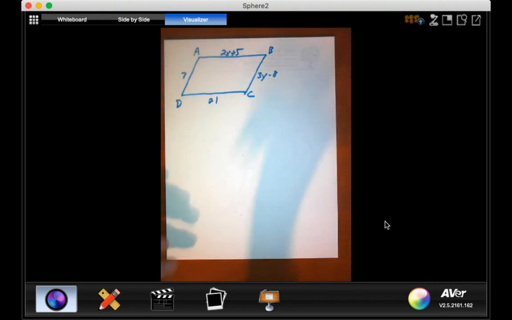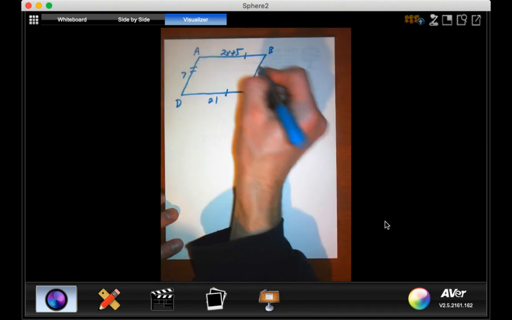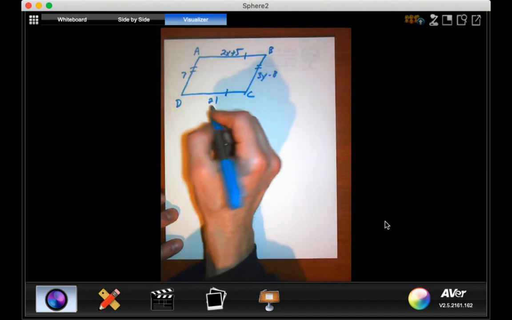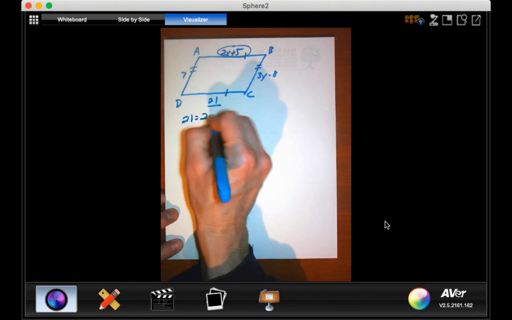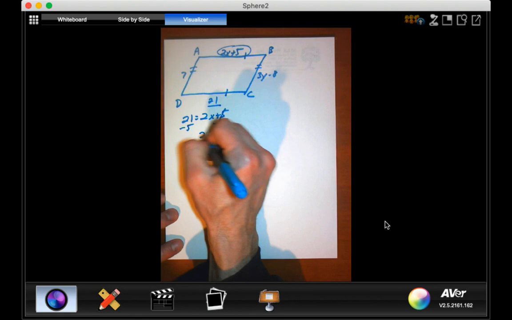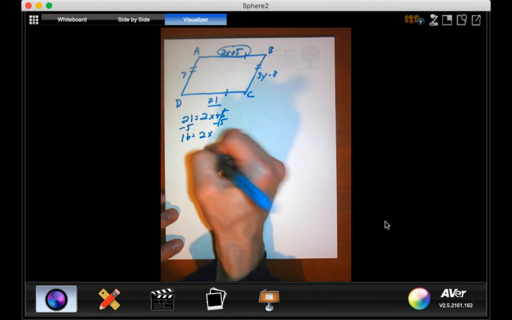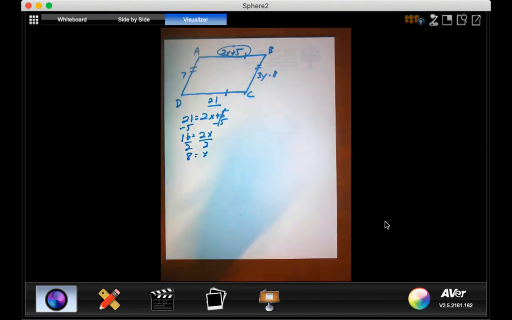From the last problem, these two will be equal because they're opposite sides, and these two will be equal because they're opposite sides. So I can write an equation: 21 and 2x plus 5 will be equal. Subtracting 5, 2x equals 16. Divide by 2, x equals 8. Now, I know I go fast in my algebra, but as I mentioned, just feel free to pause these videos and catch up, listen to it a couple times, make sure it makes sense to you.